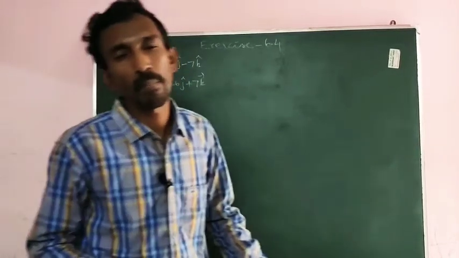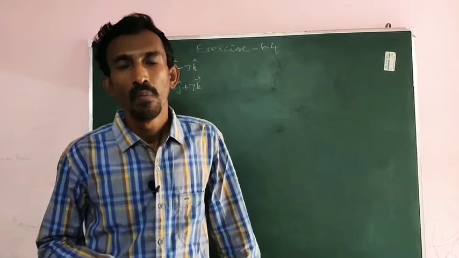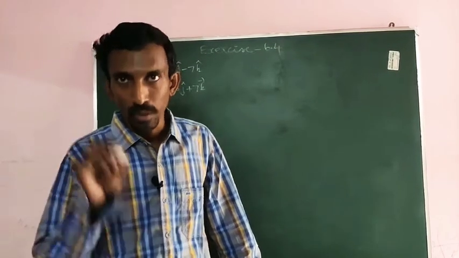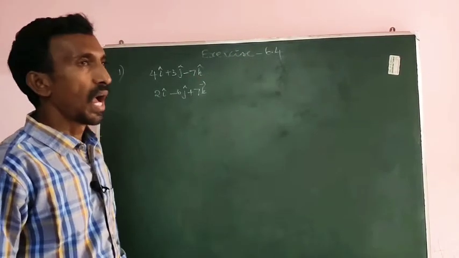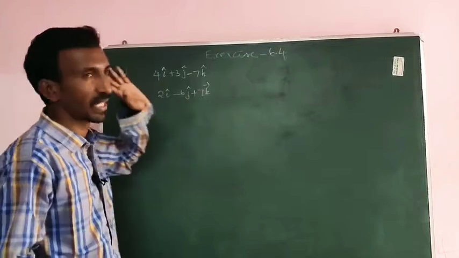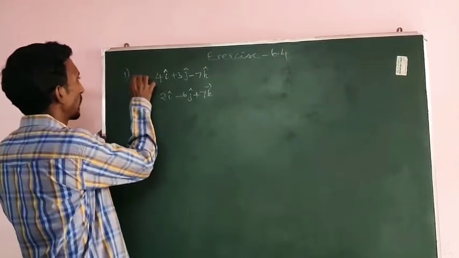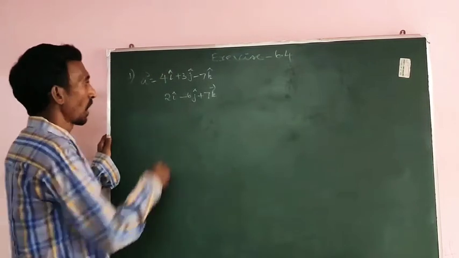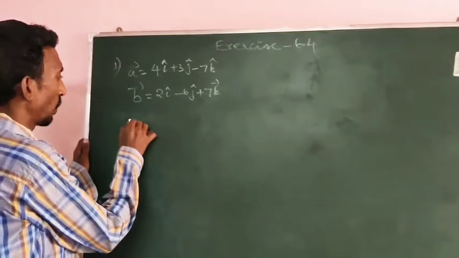Find the non-parametric vector equation and Cartesian equation of the line which passes through the point with the position vector 4i plus 3j minus 7k and parallel to the vector 2i minus 6j plus 7k. So, a very easy one. Take the position vector of the point as a vector and the parallel vector as b vector.